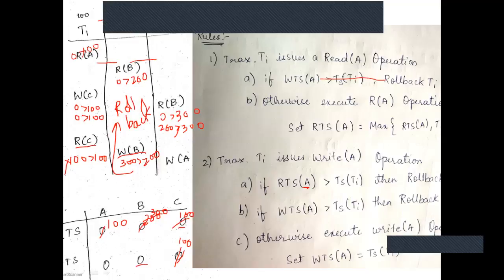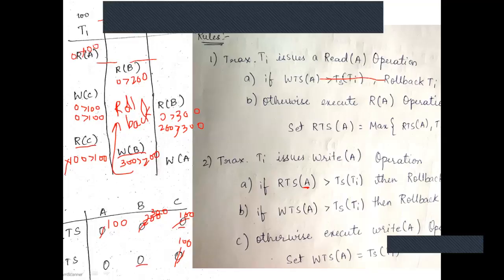Now what happens here is this transaction T2, once it gets rolled back, it will come later. It comes later after T3. After T3, at any time it comes later once it gets rolled back. Now we are done with this.